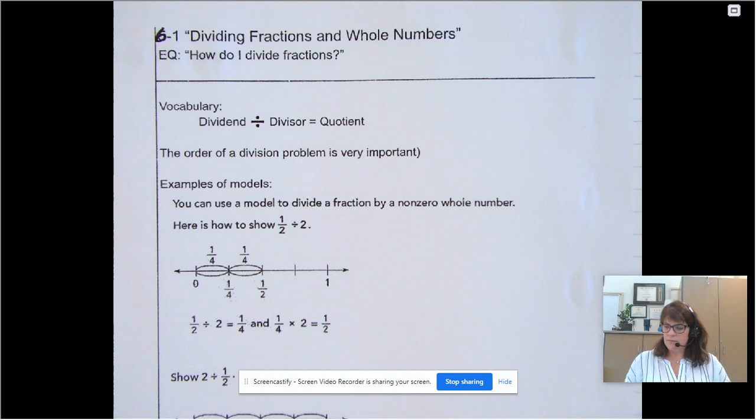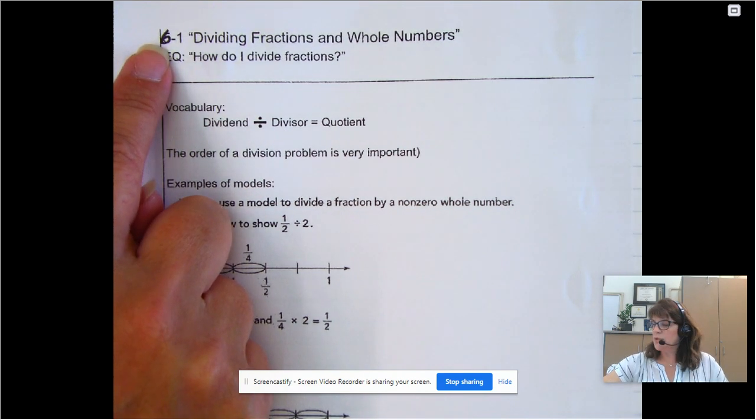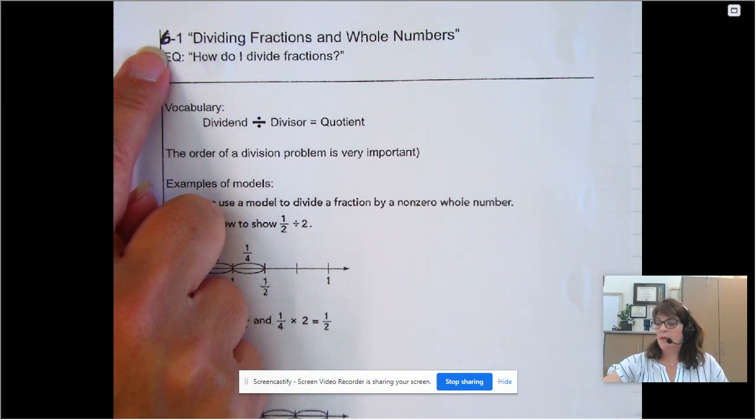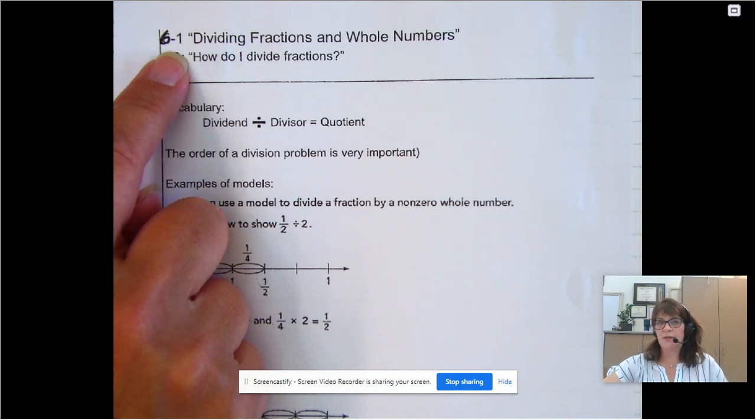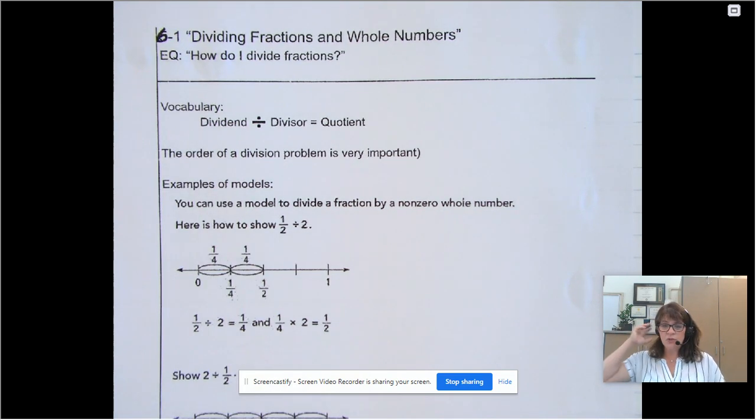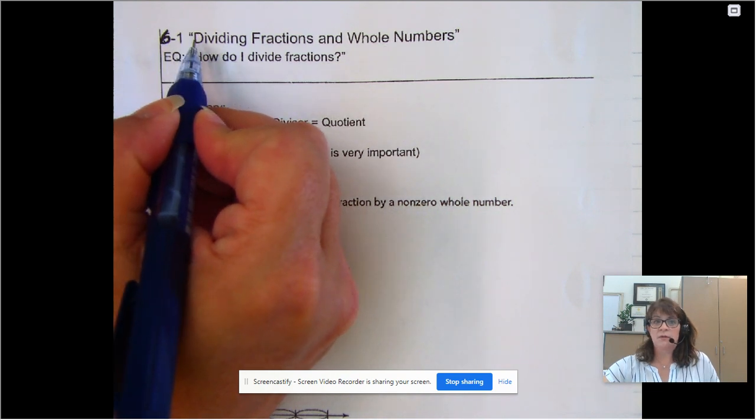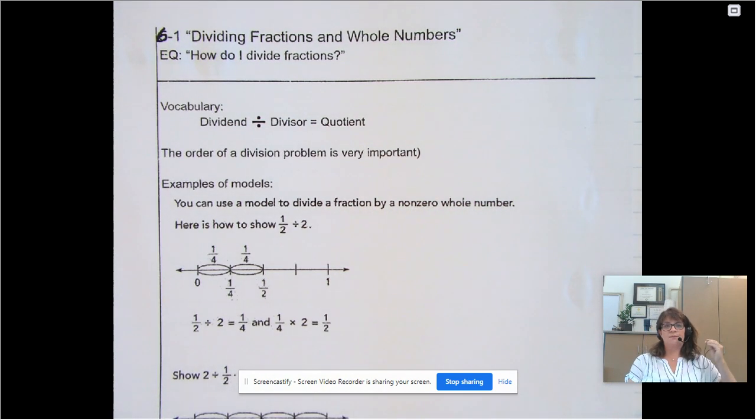Now, just starting off with full candor, if you received our printed out copies of these notes, you will notice there was a typo in the title here in the number, and I had everybody fix that in class. I did fix it on the original, so if you printed it later, it would be fixed. But if not, please know this is lesson 6-1, dividing fractions and whole numbers. Okay, and our focus is just how do we divide fractions? What does that mean? What do we do?